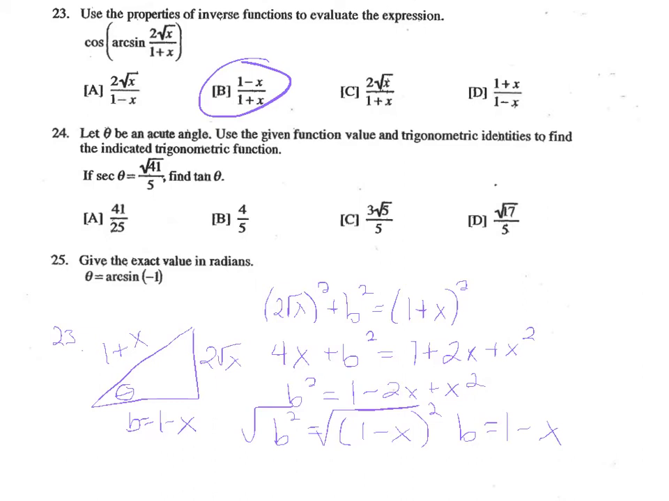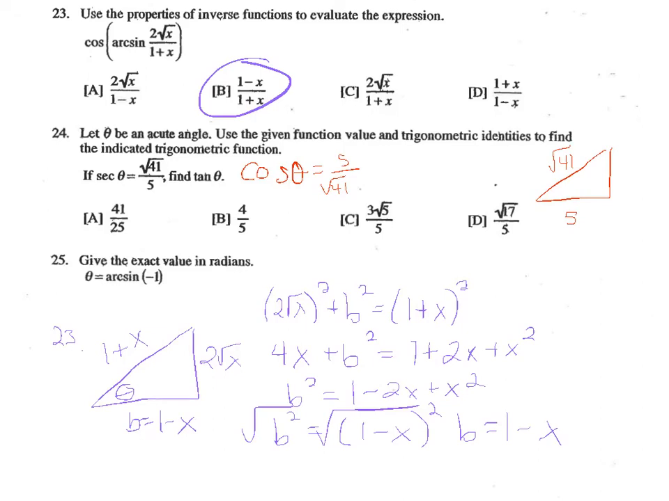For number 24, we want to let theta be an acute angle and use the given information to find the indicated value of the function. So we are given that the secant of theta equals root 41 over 5. If you want to, we can change that to the cosine of theta equals 5 over root 41. So we know that the adjacent side is 5, and the hypotenuse must be the square root of 41.